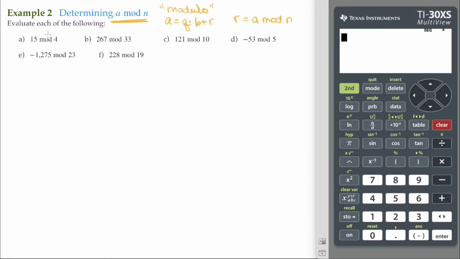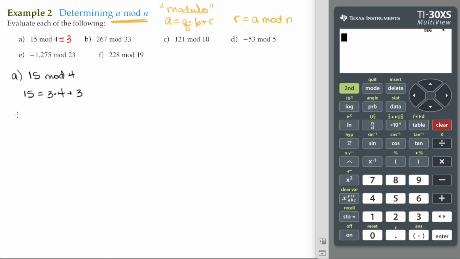So what this means is that 15 modulo 4 means what is the remainder when I take 15 and divide it by 4. So I'm going to put A right here, 15 modulo 4. Using the division algorithm, we'll have 15 equal to our quotient 3 times 4. That's 12 plus 3, and here's our remainder. So since our remainder is 3, we can say that 15 mod 4 is equal to 3. That's a remainder.